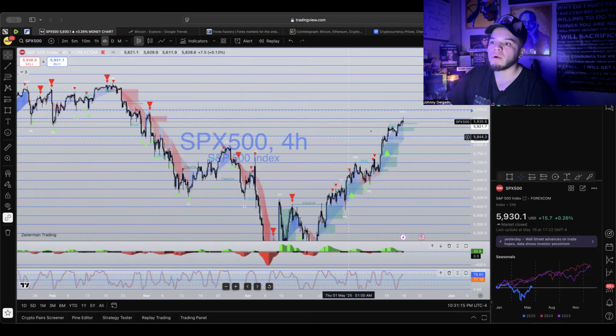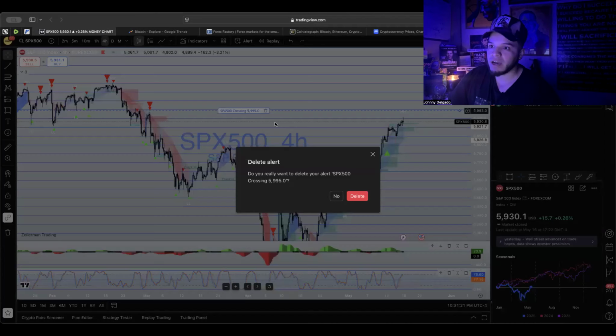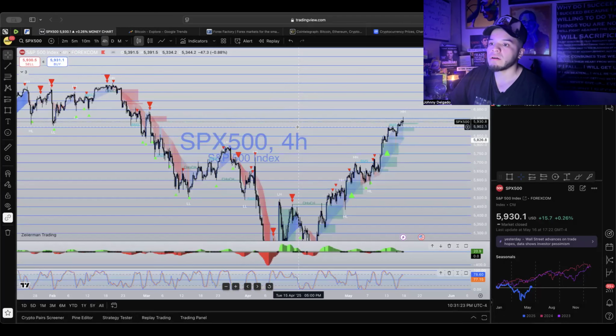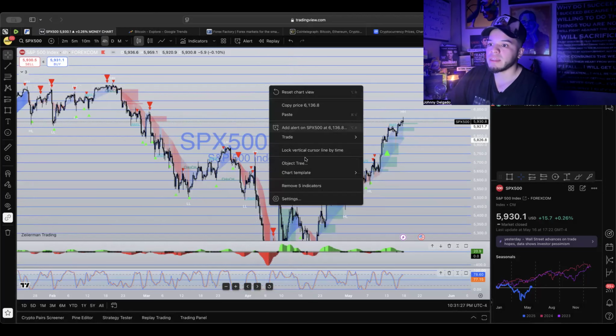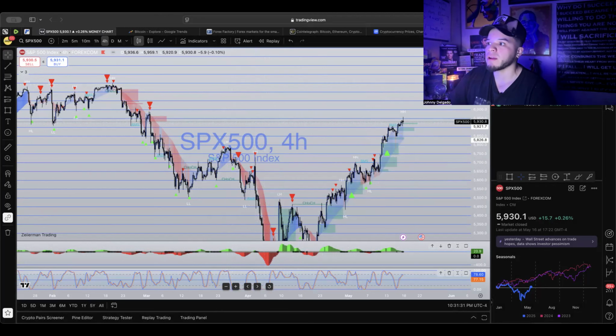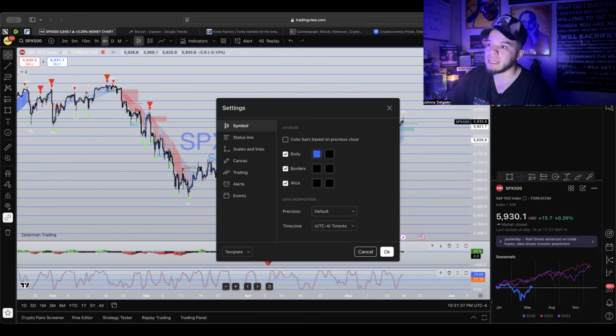So, number one, people have been asking me how I have these lines on my charts. I'm going to break that down for you guys shortly as well. If you right click your mouse or your keypad, this should pop up. If this doesn't pop up for whatever reason, come right over here at the top of your screen. Right here it says settings. You're going to click that.